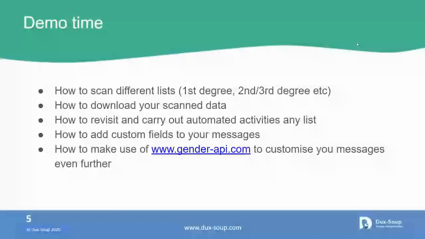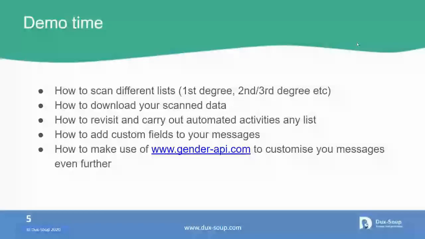So this is what we're going to demonstrate today. We're going to show you how to scan different lists, so that'll be first degree, second, third degree, etc. How to download your scanned data, how to revisit and carry out automated activities on any list, how to add custom fields to your messages, and then make use of Gender API to customize your messages even further. So that's what we're going to cover in the demo.